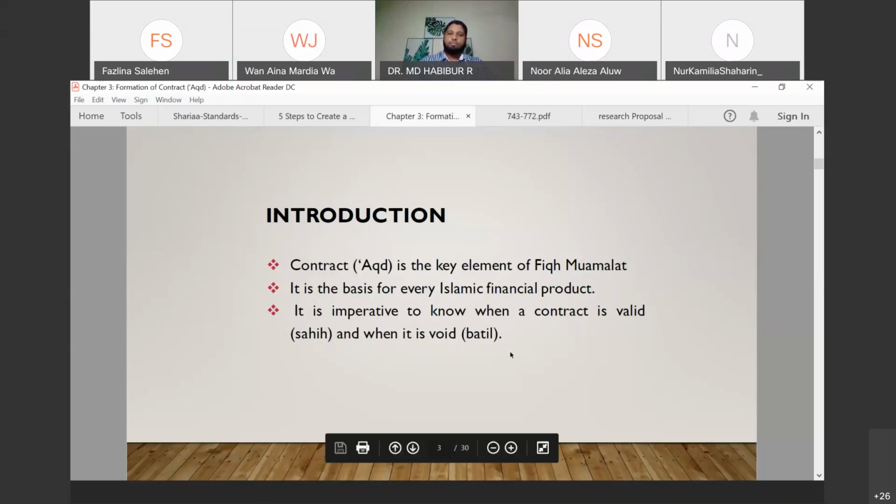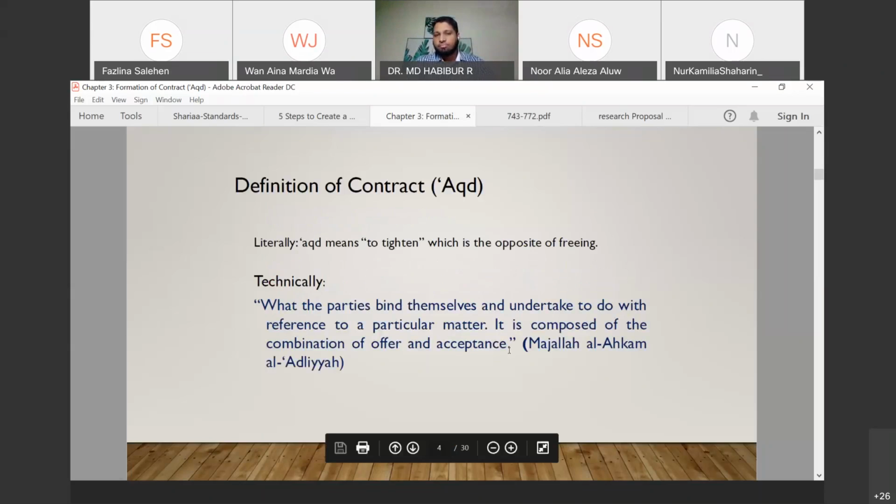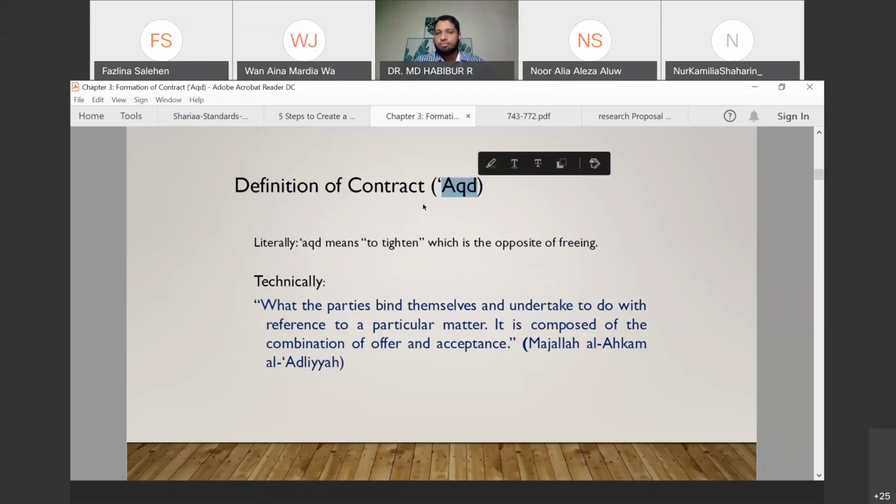So what is the contract? What is aqd? The Arabic word for contract is aqd. Aqd means to tie upon, to tighten something, which is the opposite of free, the opposite of release. You release something means you let it go, right? And aqd means you don't let it go, you tie it, you make it tight. The literal meaning.